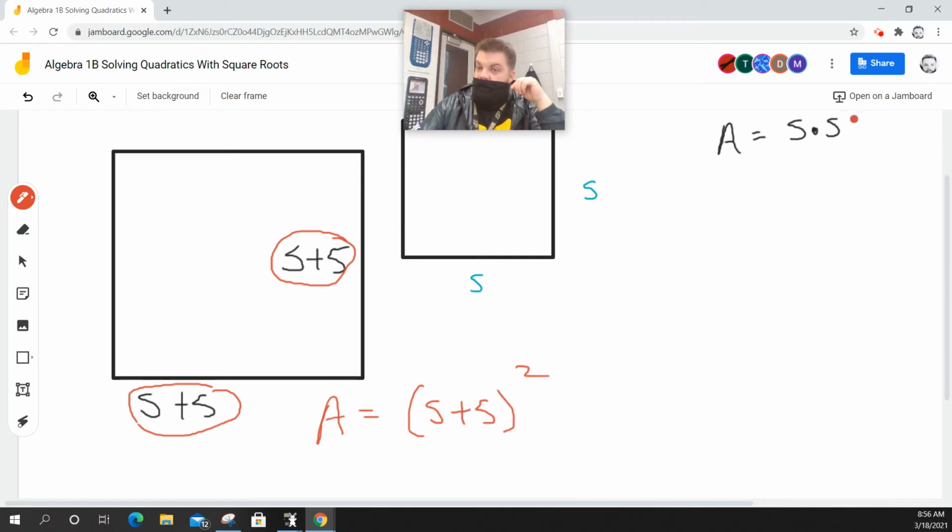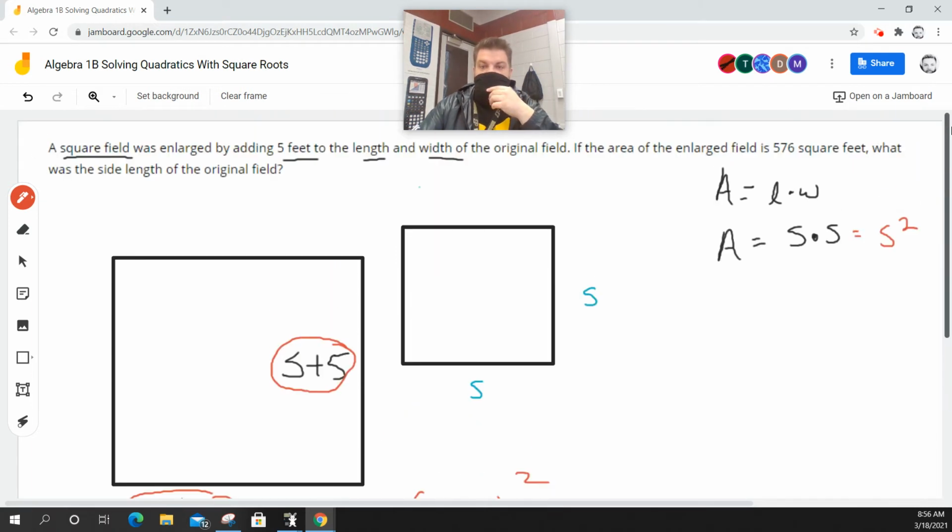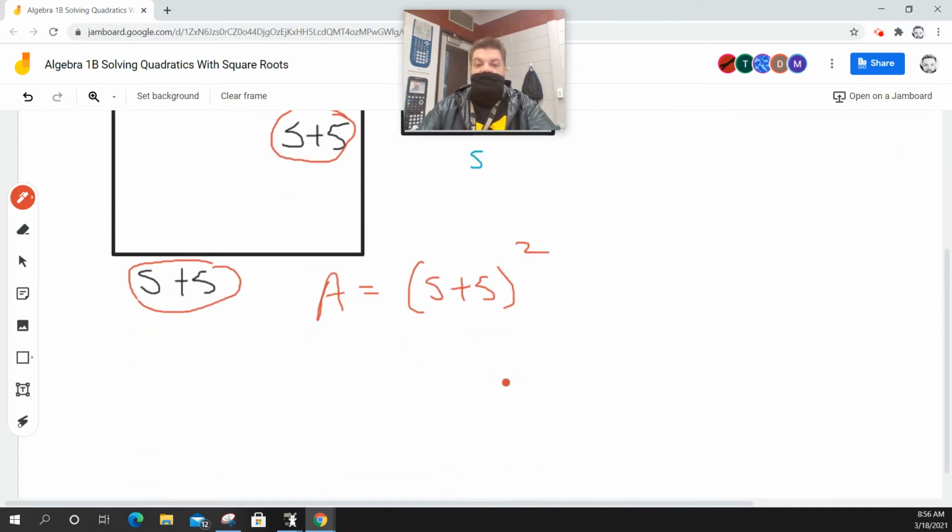I forgot to mention that way up here. S times S is S squared. So they said if the area of the field is enlarged and it is 576 feet, what is the side length of the original field? Oh, wow. So we got to go back and solve for S, basically. So I'm going to say that the area is 576 feet, and that's equal to S plus 5 squared. And I realize my 5 looks like an S.